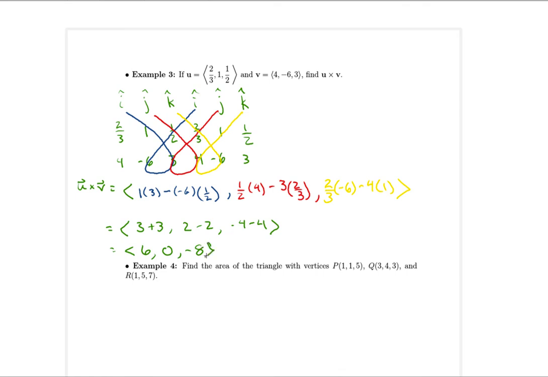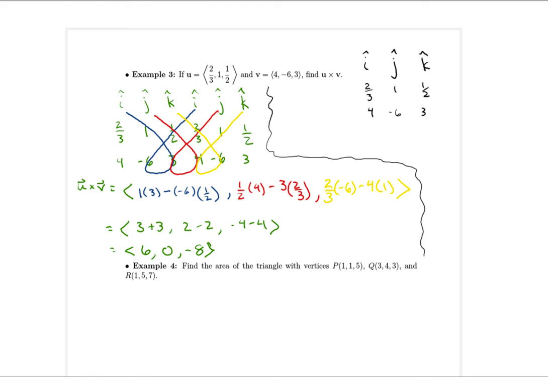Now, if you don't want to write that much stuff out, that is perfectly understandable. Let me show you what you can do when you start to get comfortable with this and want to take some shortcuts. Here's what I do, now that I've been doing this for a while. I just write out i j k. I don't write it out twice. And I still go ahead and write 2/3, 1, 1/2, and then 4, -6, 3.